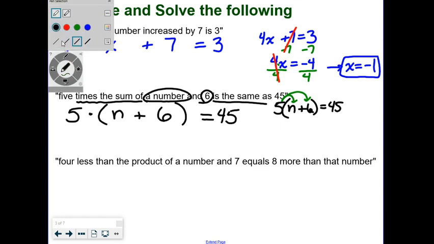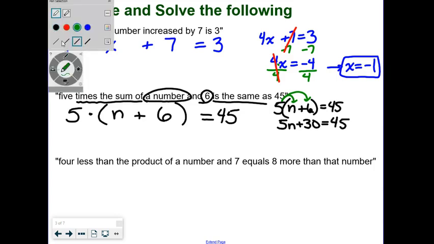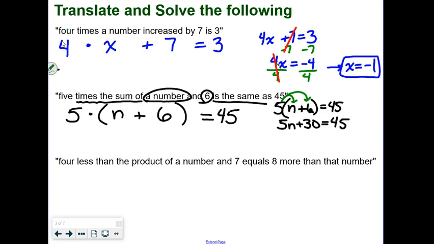So if you do that, that's going to be 5 times n is 5n. 5 times 6 is 30. And that is still equal to 45. We didn't do anything over there. And now it's a two-step equation. Just like that last one, we take care of the addition first. The inverse of addition is subtraction.